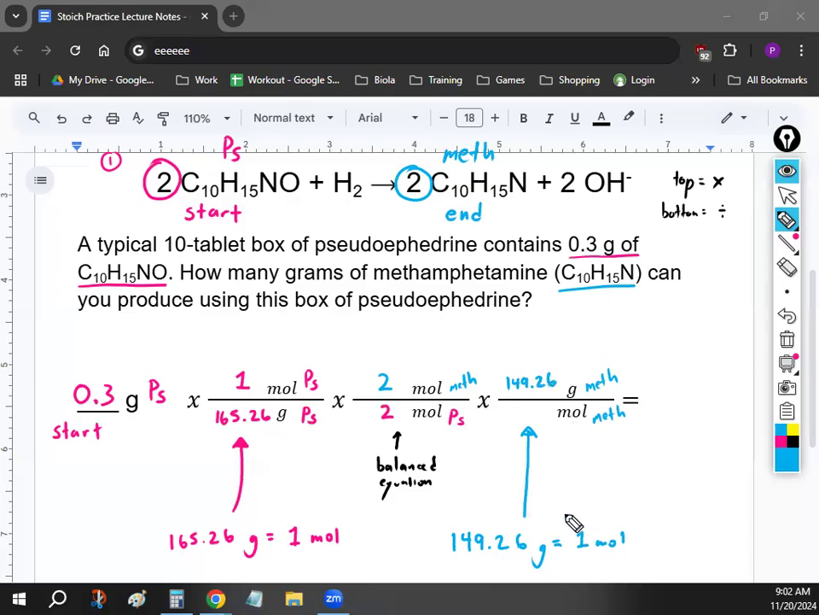The thing on the bottom is moles, and the number next to moles is 1. So that's how we plug it in. Okay. So if you notice, this is the inverse of the first fraction because grams and moles are on opposite sides. Okay, so let's plug this into our calculator.